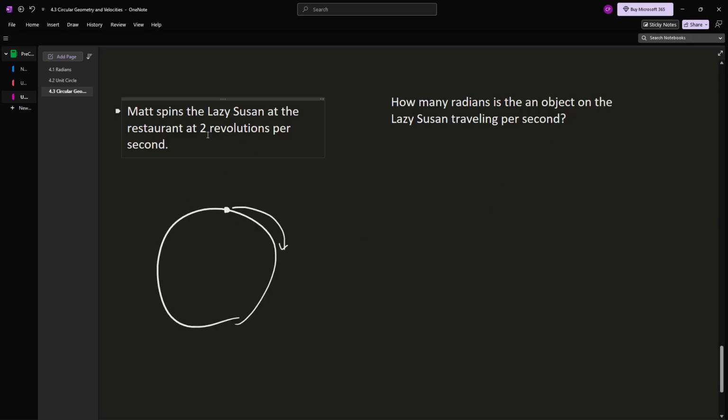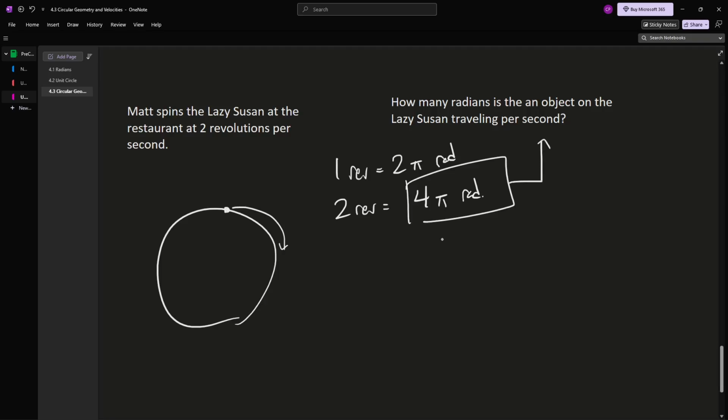In 1 second, it's making 2 revolutions. It's spinning twice. This is a little concept check: if it makes 2 revolutions per second, how many radians is it traveling per second? 1 revolution equals 2 pi radians. So 2 revolutions equals 4 pi radians. So it is traveling 4 pi radians per 1 second.